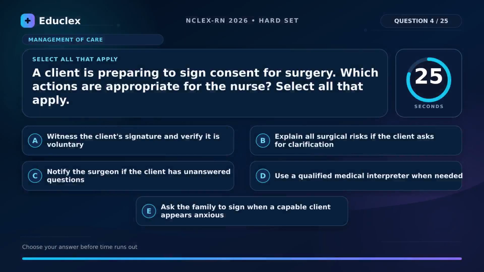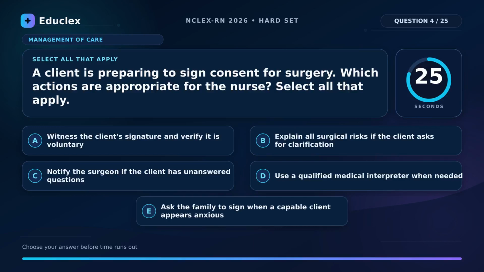Question 4. A client is preparing to sign consent for surgery. Which actions are appropriate for the nurse? Select all that apply. Here are the options. Option A. Witness the client's signature and verify it is voluntary. Option B. Explain all surgical risks if the client asks for clarification.